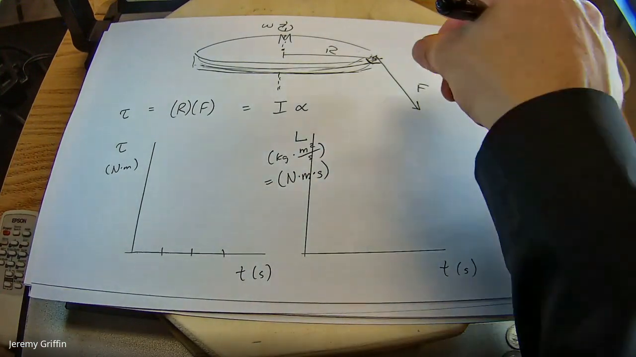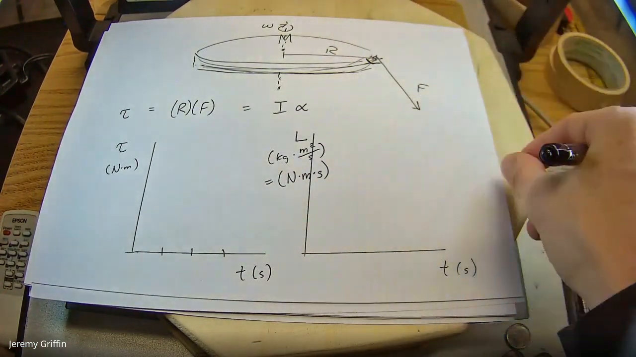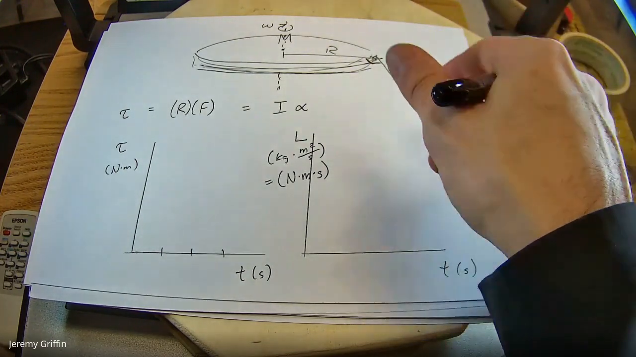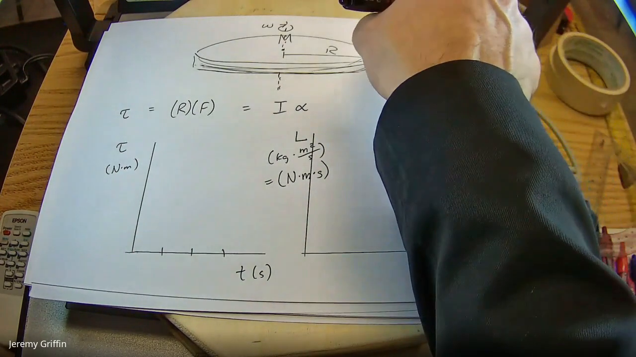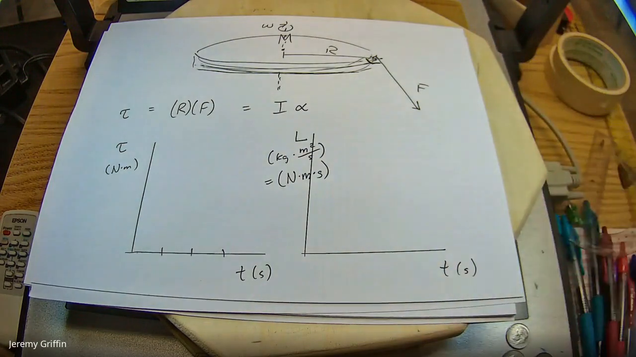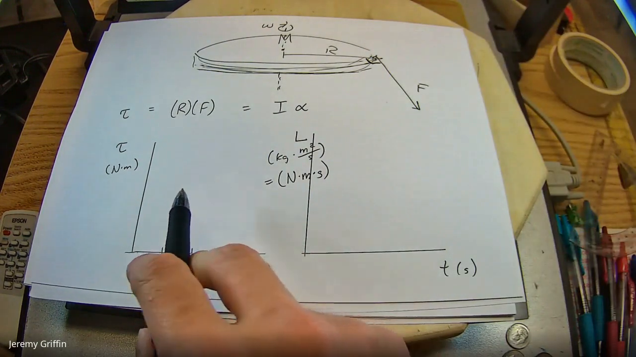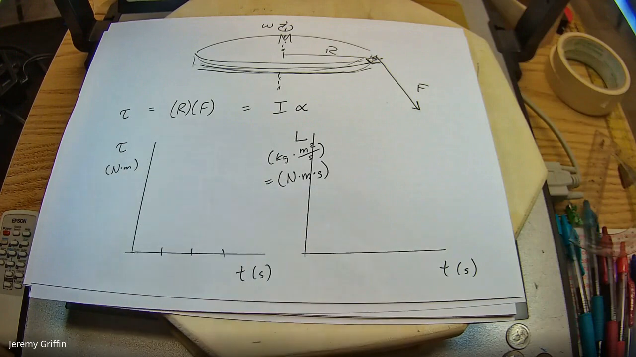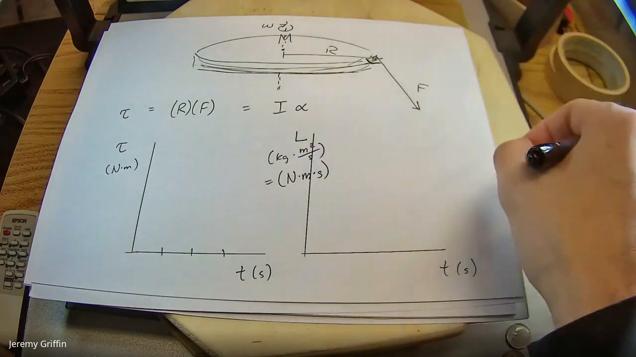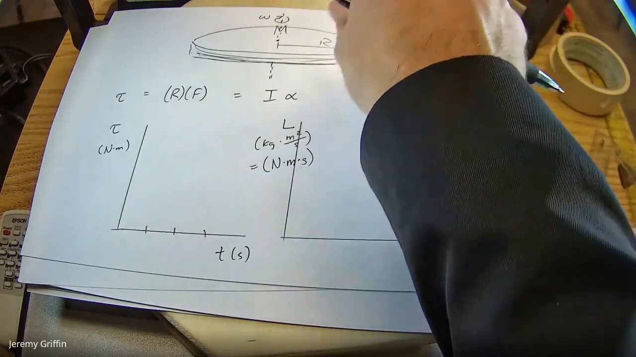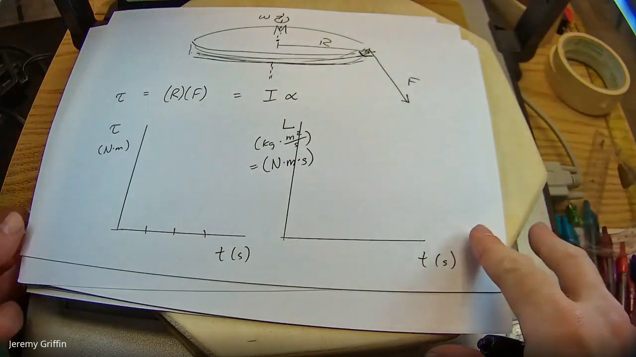Right? And let's suppose I'm pulling with a constant force. I'm just pulling the string with a constant force, which of course is making this thing speed up, but constant force for 3 seconds. Can you guys draw what the torque versus time graph would look like for a constant force at a constant radial distance for 3 seconds? What's that graph look like?